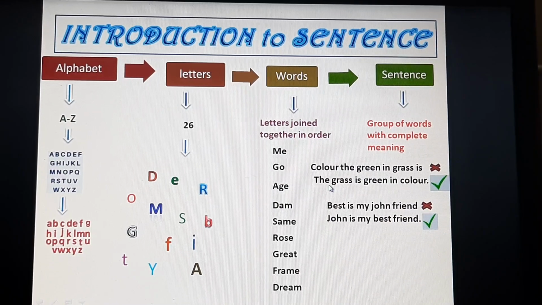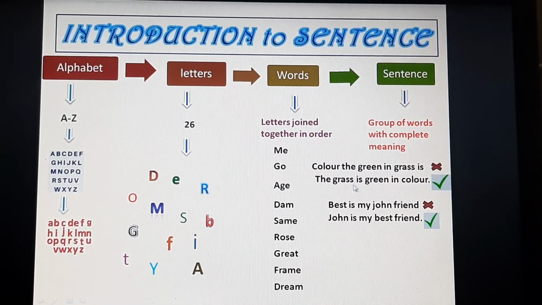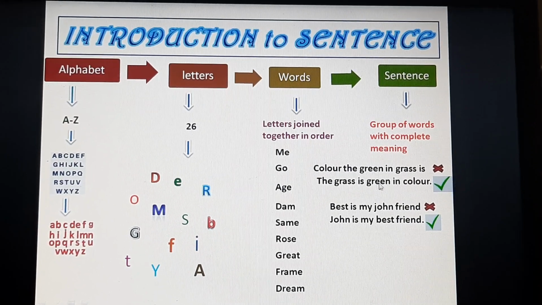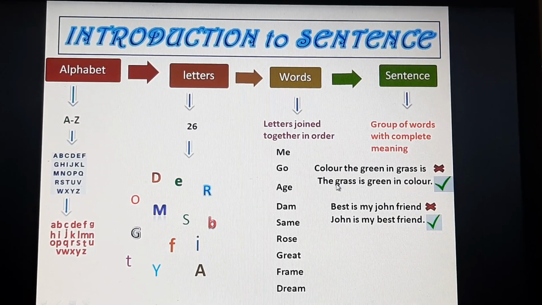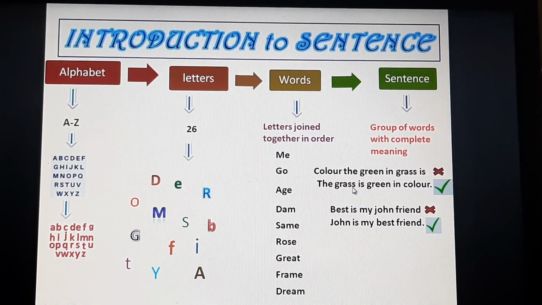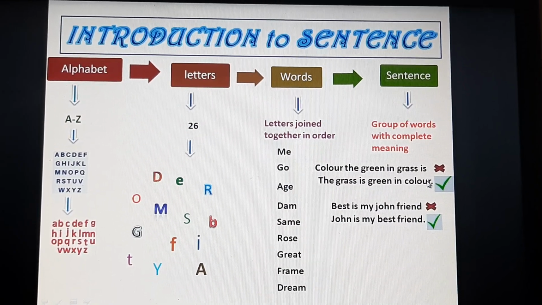Now look at the second one. The grass is green in color. This is called a sentence because it gives us a complete meaning. Therefore, it is called a sentence.